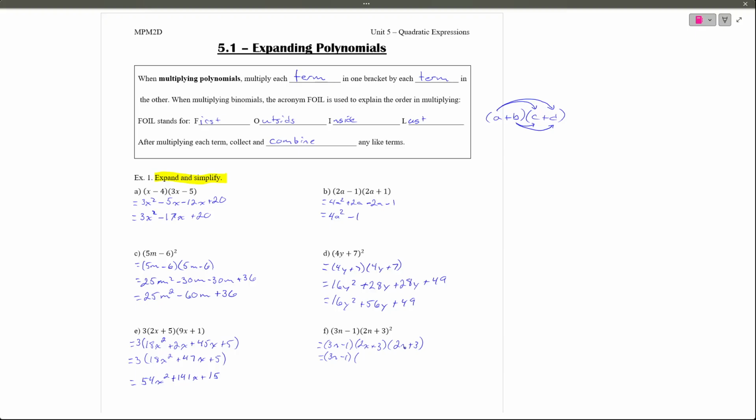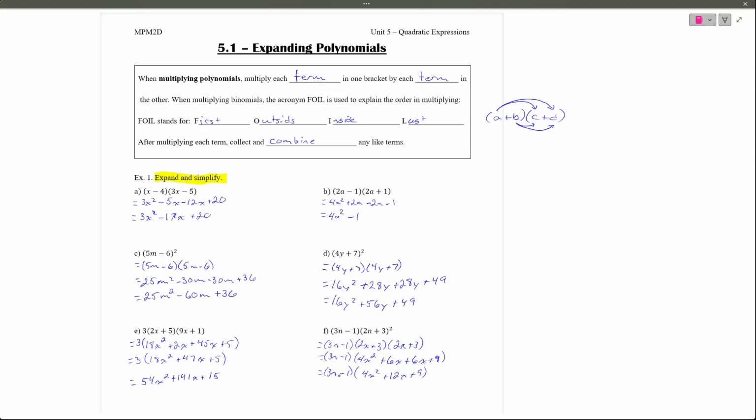So now we have 2x times 2x. That's 4x squared. And now we have 2x times 3. That's going to be 6x. Now 3 times 2x. That's also going to be 6x. Now we have 3 times 3, which is 9. We're going to collect our like terms. So we have 3n minus 1 still, all on its own. And then we have 4x squared. And we have 6x plus 6x. That's going to give us 12x plus 9.